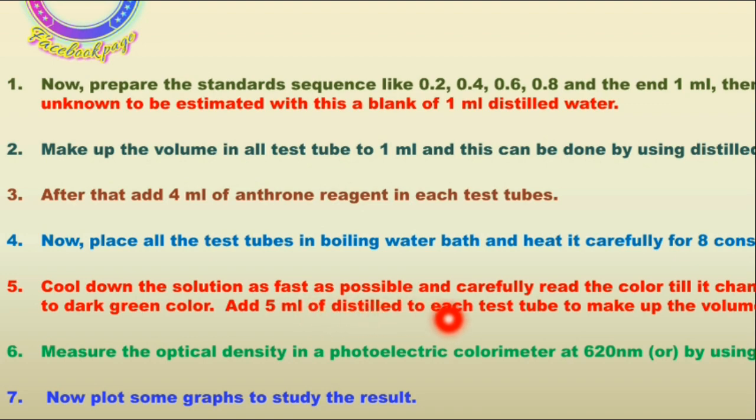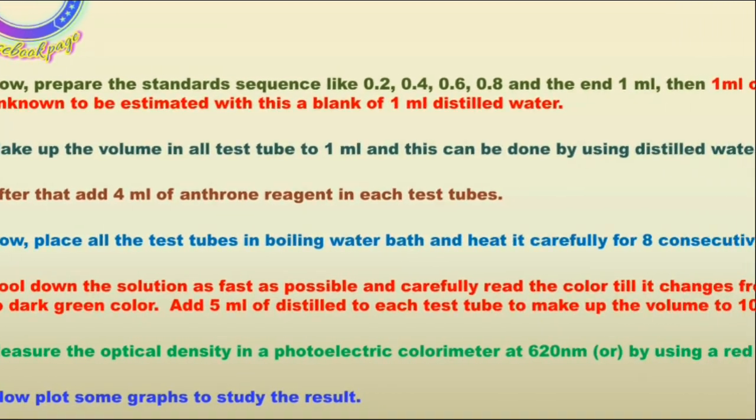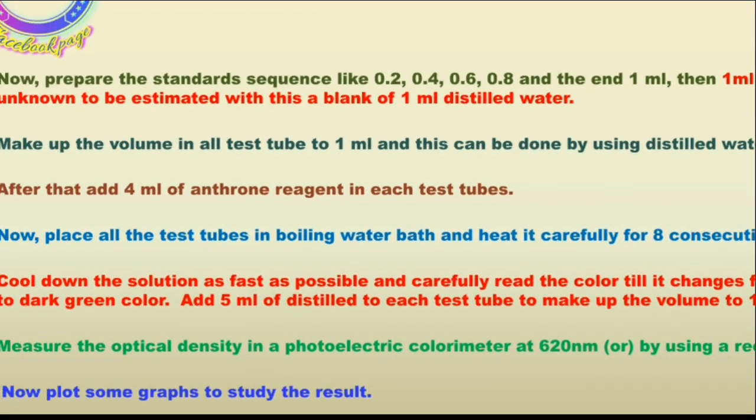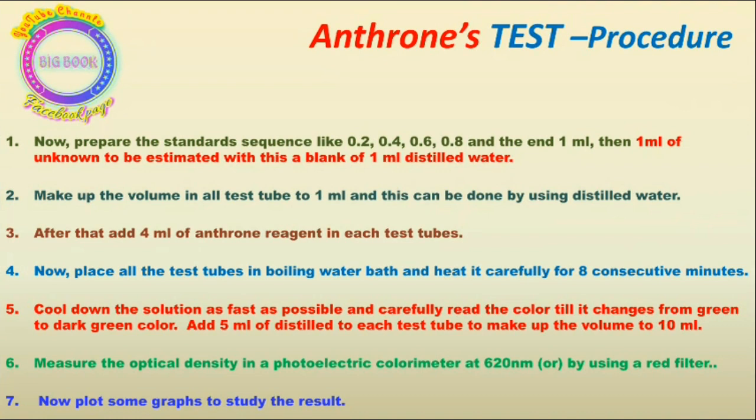Now further we are going to measure the optical density in a photoelectric colorimeter at 620 nanometer, or by using a red filter. After taking the readings for each and every test tube, we are going to plot the graph and study the result.